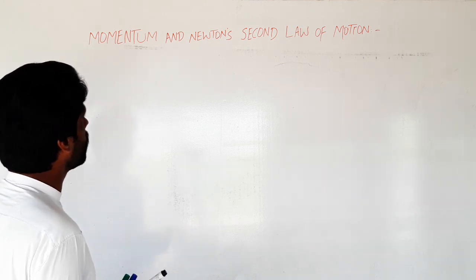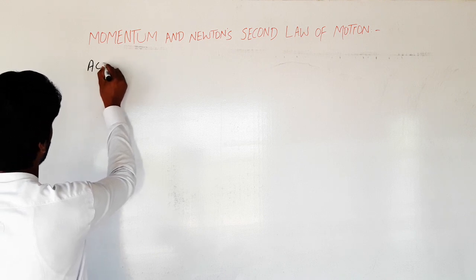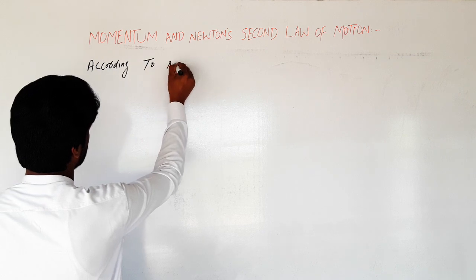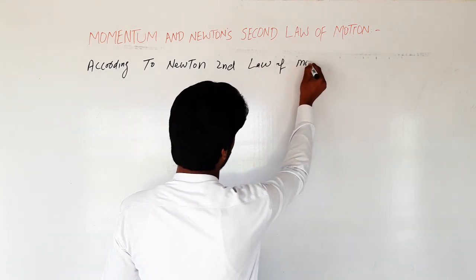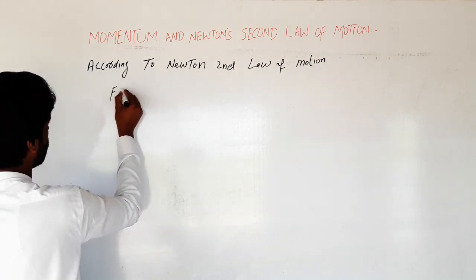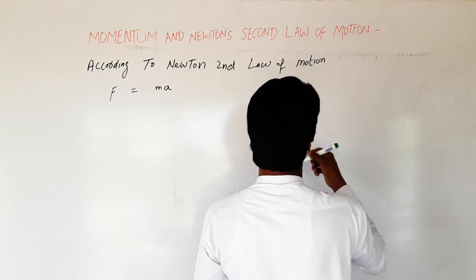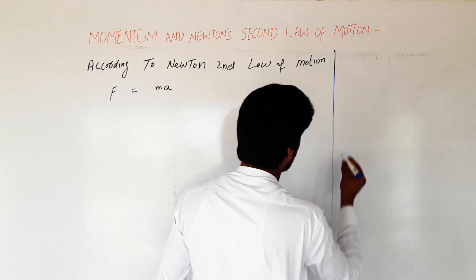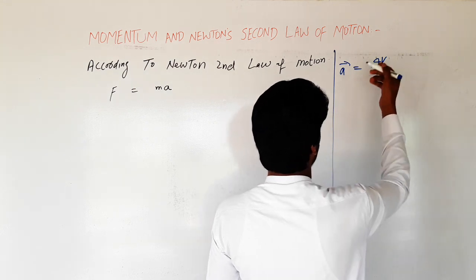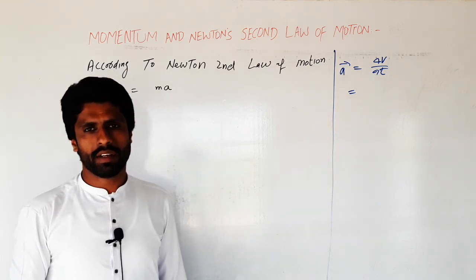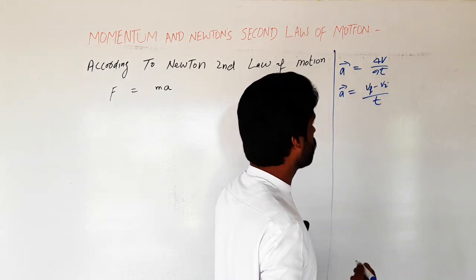According to Newton's second law of motion, F is equal to ma. And if we define acceleration as the change of velocity with respect to change in time, delta v over t, and change in velocity is from initial velocity to final velocity, this is vf minus vi over t, acceleration.